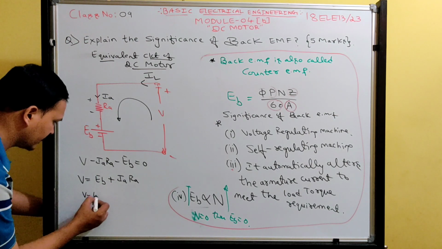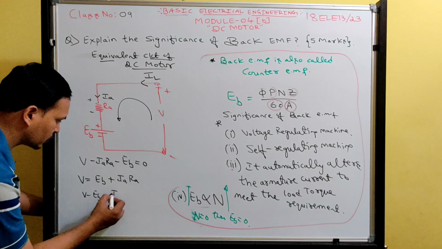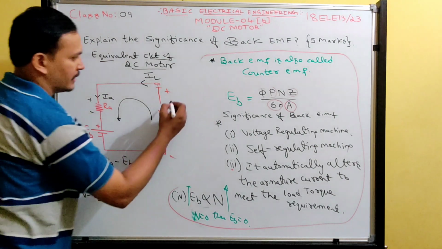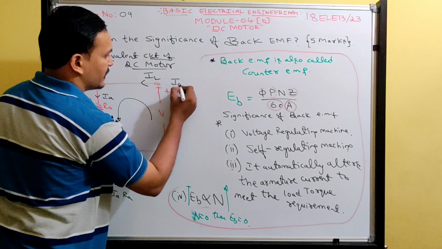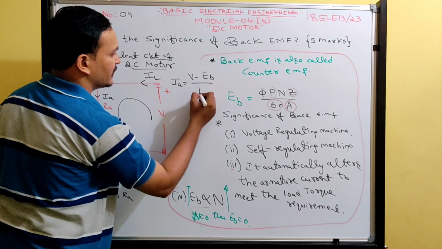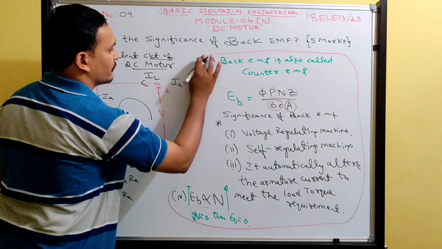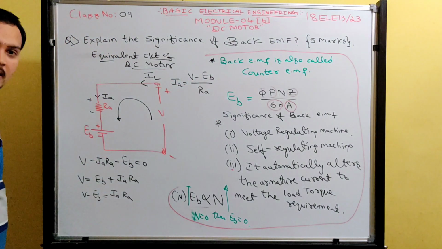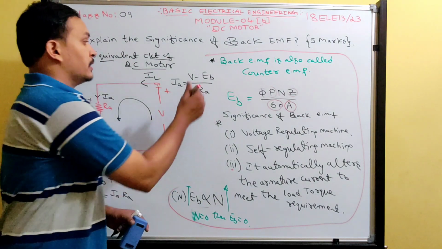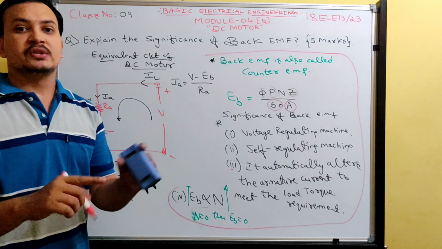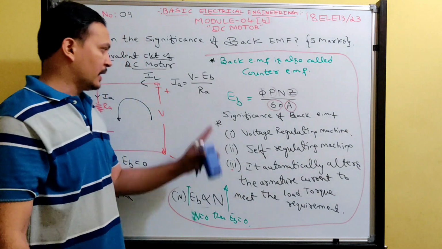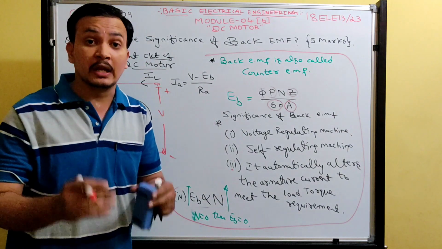So V minus EB is equal to what? IA into RA. So from this I can write armature current is equal to V minus EB divided by RA. Now, see, in the numerator the voltage is going to change, and armature resistance is fixed. And the value of armature resistance is very low.